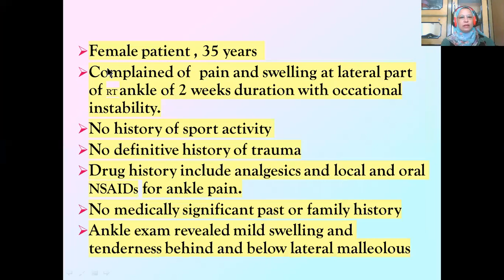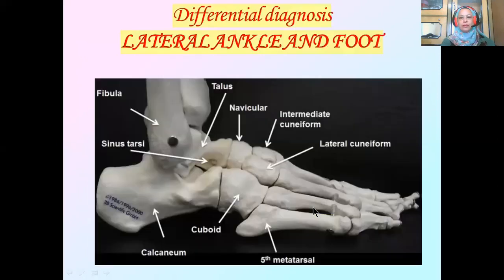Our case today is a female, 35 years old. She's complaining of pain and swelling at the lateral part of her right ankle of 2 weeks duration, with occasional occurrence of ankle instability. No history of sport activity, no definitive history of trauma. There is a drug history of analgesic intake together with local and oral non-steroidal anti-inflammatory drugs for her ankle pain. No medically significant past or family history. Her ankle examination revealed the presence of mild swelling and tenderness behind and below the lateral malleolus.